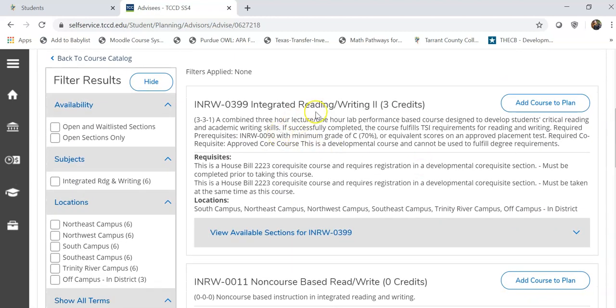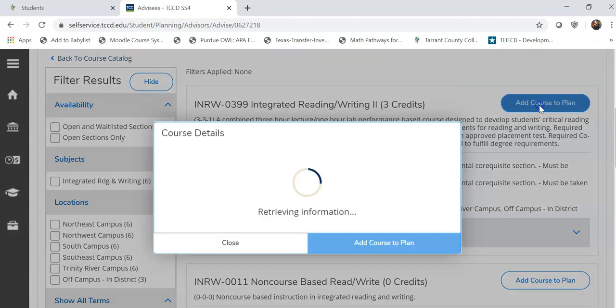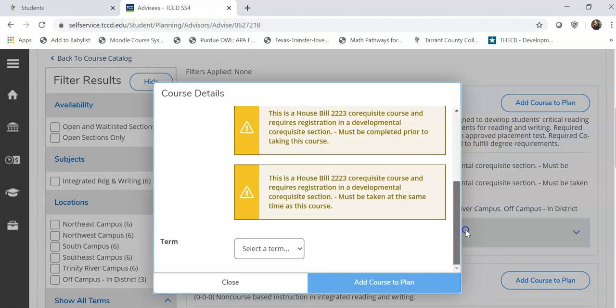So here's our class, INRW 0399. That's the last developmental course for reading and writing. If you want to add the course to the plan, but you're not ready to select a specific class time, then you can click Add Course to Plan. And when you do that, that allows you to select which term you'd like to add it on.